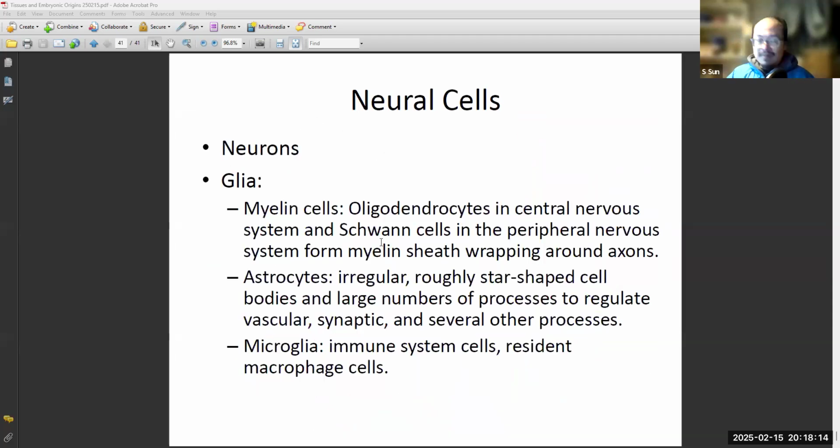Here, this one summarizes all these nerve cells. We have the neuronal cells, which transmit signals from one location to the other. We also have glia cells. There are three groups of glia cells: myelin cells, astrocytes, and the microglia. So you need to know their features. Myelin cells form the myelin sheath, which is wrapping around the axon.